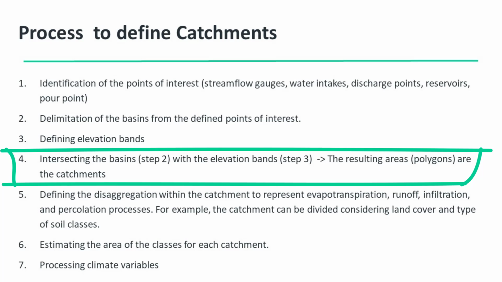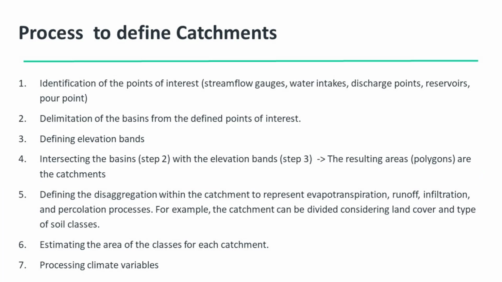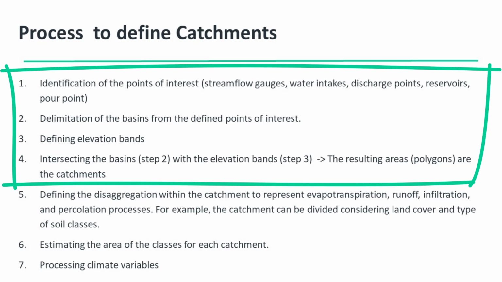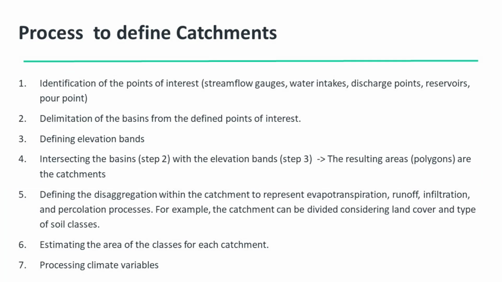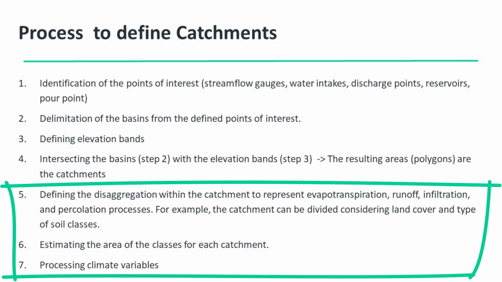The fourth step is intersecting the basins defined with the elevation bands. The intersection between elevation bands and basins, which are those portions of the area represented by polygons in a shapefile, are called catchments in WEAP. The steps from 1 to 4 define the extent and the limitation of the catchments. The steps from 5 to 7 are related to the data structure to be defined in WEAP.